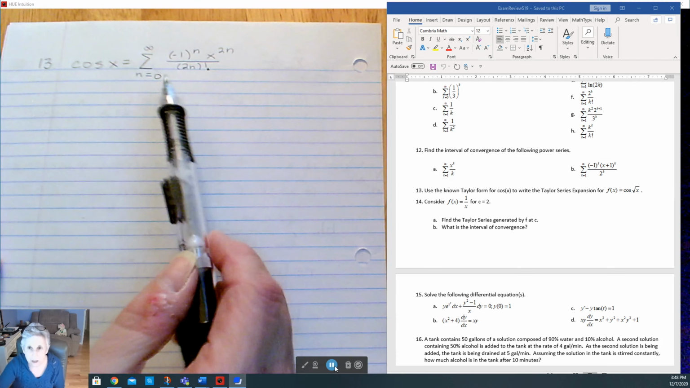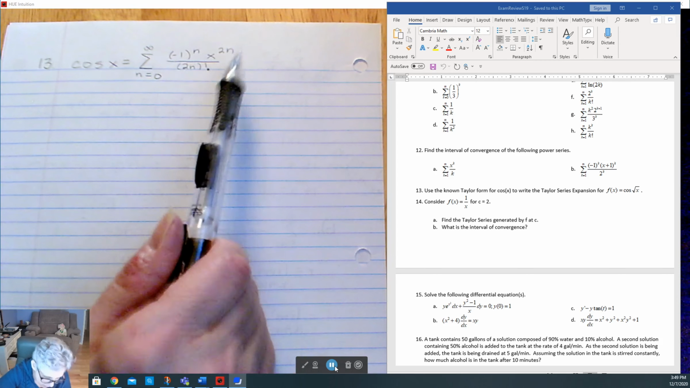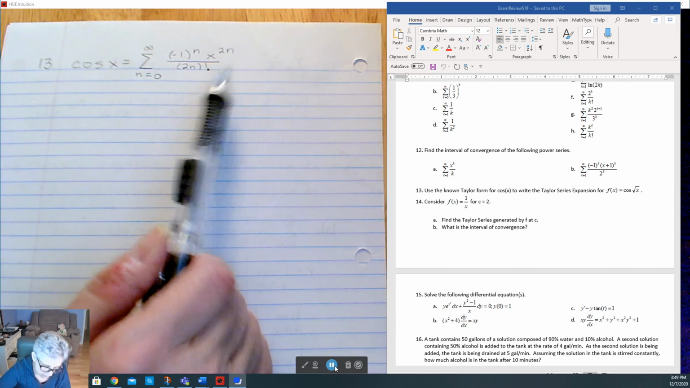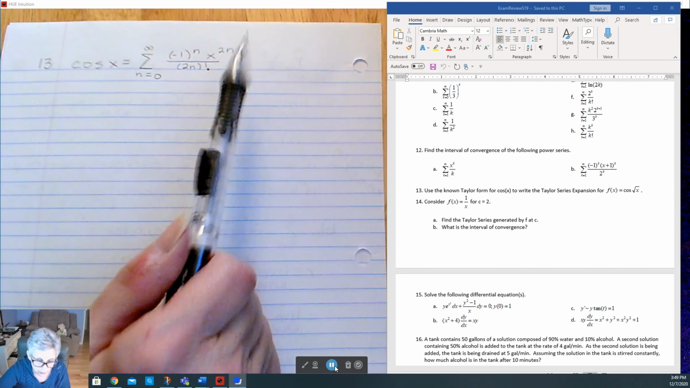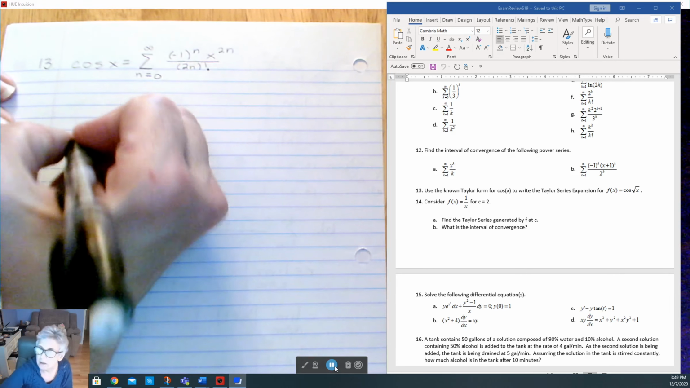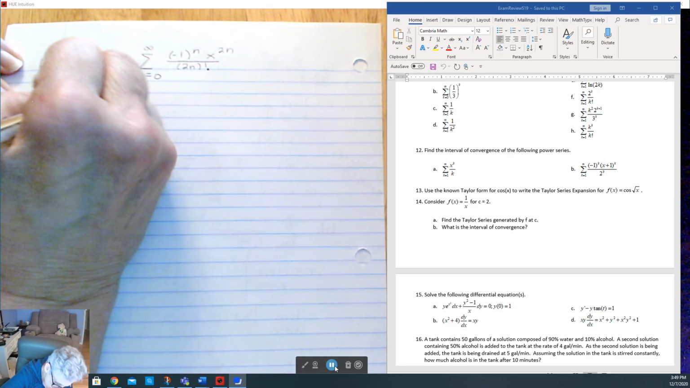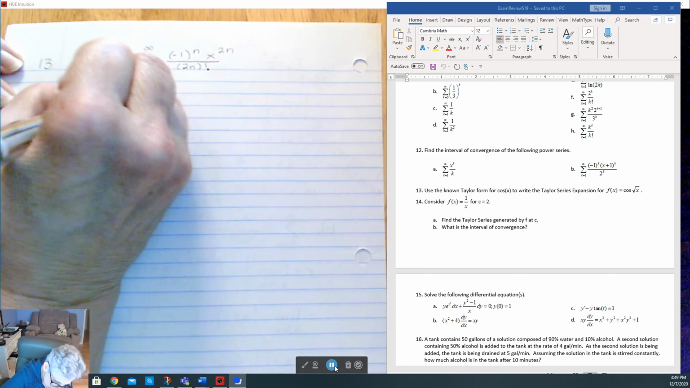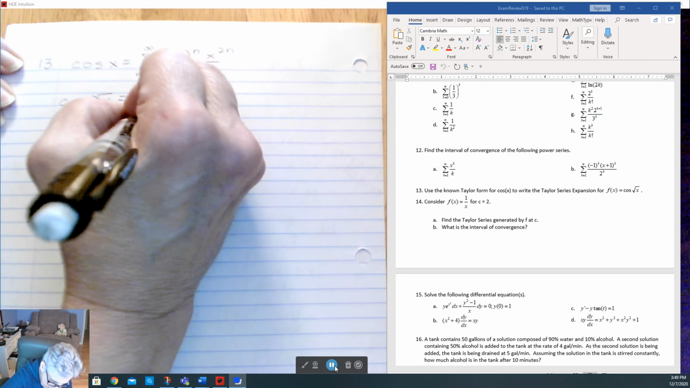So cosine of x is equal to, I wrote it down, the sum of (-1) to the n power x to the 2n over 2n factorial, because cosine is an even function. It gets all the even exponents. And we want to write the Taylor series expansion for cosine of the square root of x. So we just plug square root of x in there.